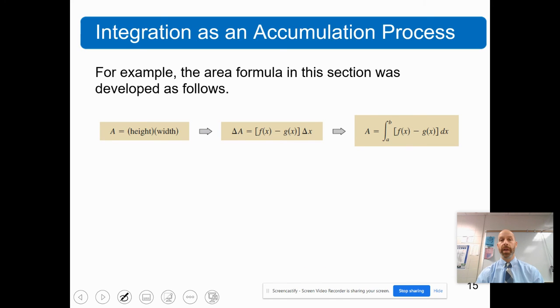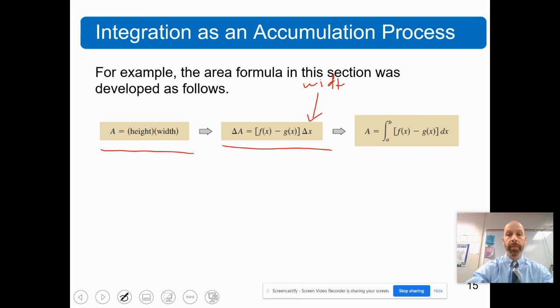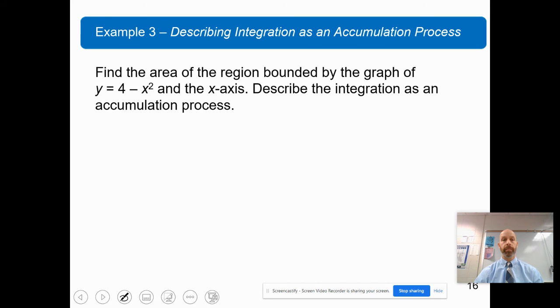So for example, the area formula for this section was developed as follows. We know that in general, the area of a rectangle is height times width. So now we're going to say the change, or the delta of the area, is equal to f of x minus g of x delta x. The delta x was that width component, that's the width, and the height is the f of x minus g of x. And then we're going to use the process of integration to accumulate or add up those areas.